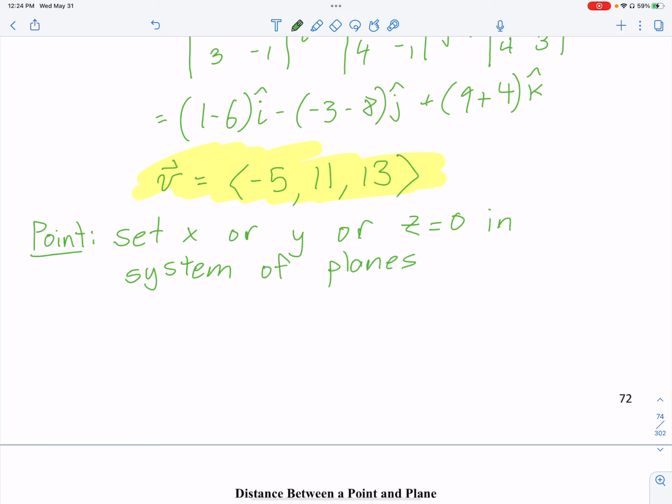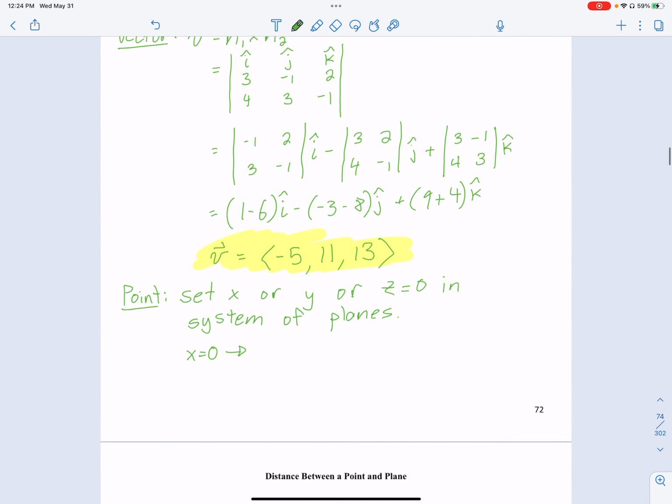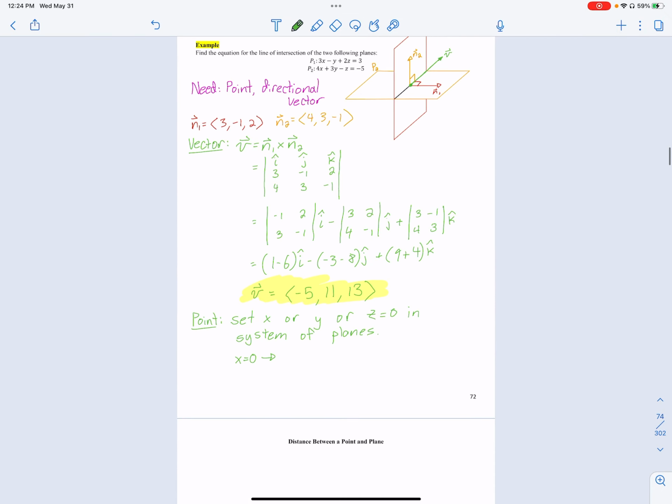What I mean by system of planes is the two planes given. So in this problem, let's let x equal 0 and see where that takes us. All right, so I'm going to zoom out so I can see my planes. All right, so my plane there is at the top. I'm going to write these down and then I'll zoom back in.